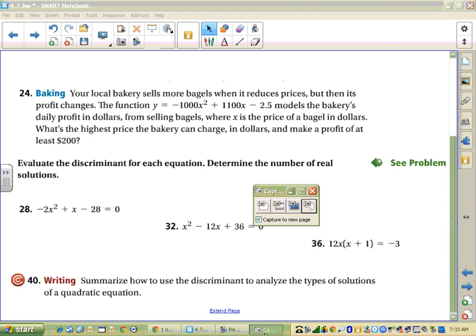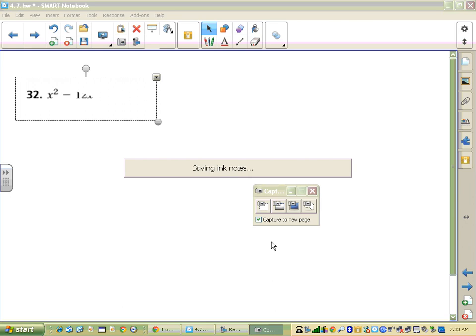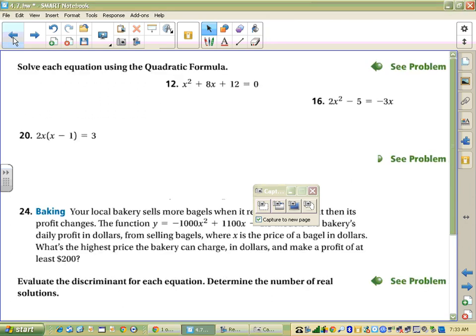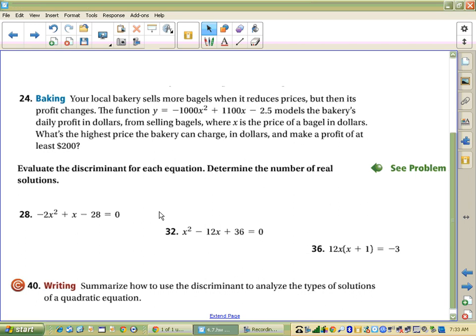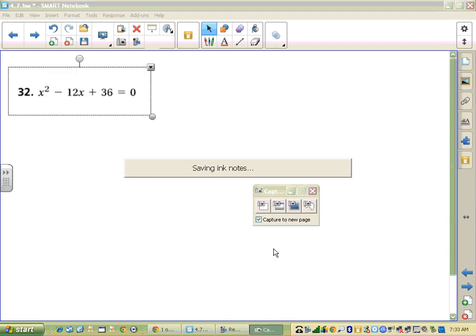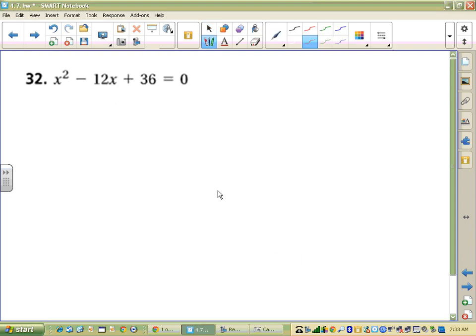Number 32. Some of you are still thinking, well, what was it? Well, it really doesn't matter what it was. It's negative, okay? You don't need to know what it was. So let's see, 32. I can kind of tell from seeing this one that it's a perfect square trinomial, so I realize that my discriminant's going to be 0, so this is going to have 1 real solution. But I'll work through it just to show you that.